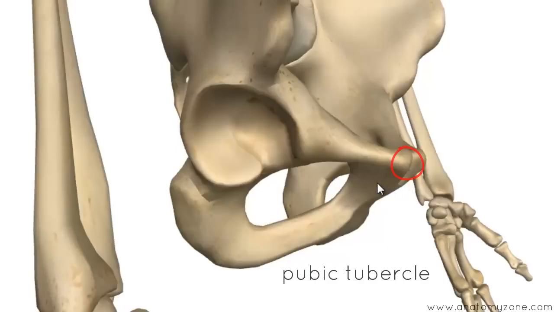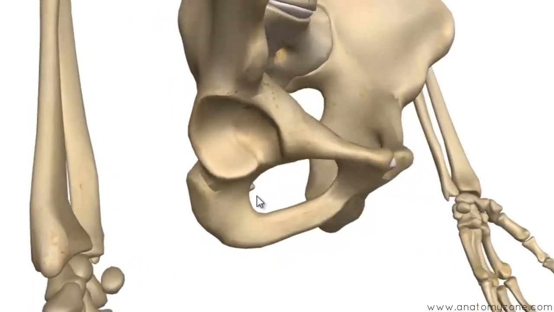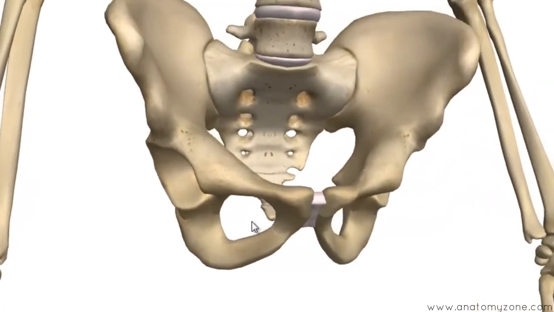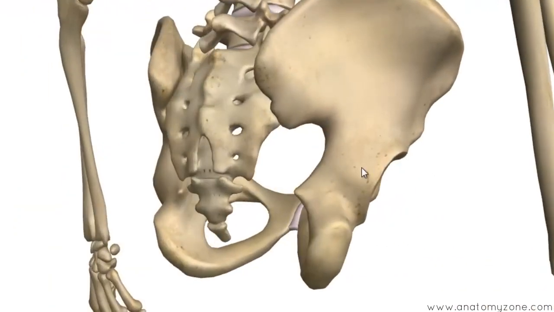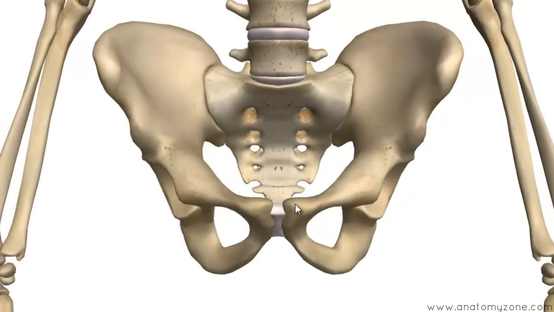So those are the features of the pelvic bones. So the hip bones, so the ossa coxae. So at the back you've got the sacroiliac joints. At the front you've got the pubic symphysis, and the sacrum articulates above with the fifth lumbar vertebra, and below it articulates with the coccyx. So next I'll just do a quick tutorial on the sacrum and the coccyx.